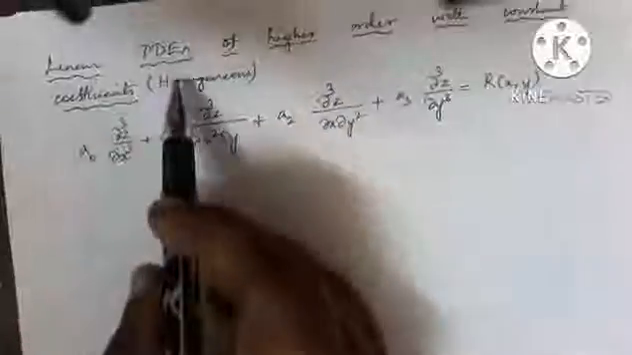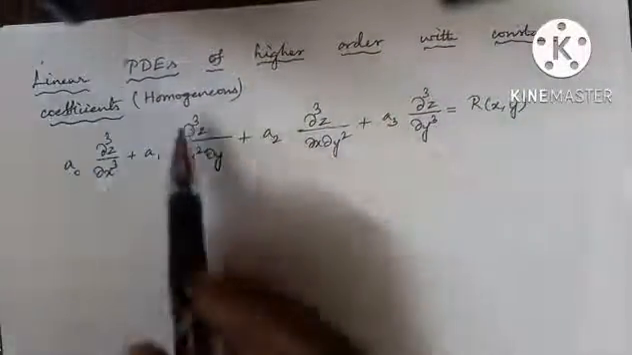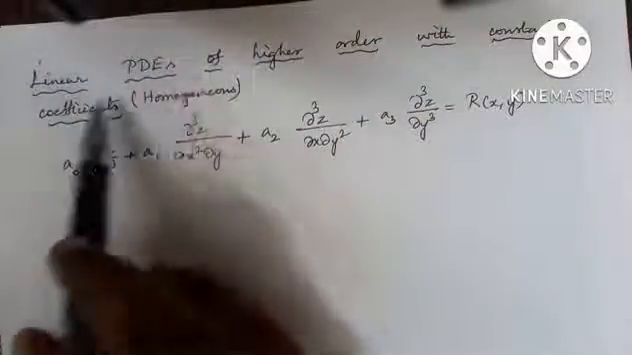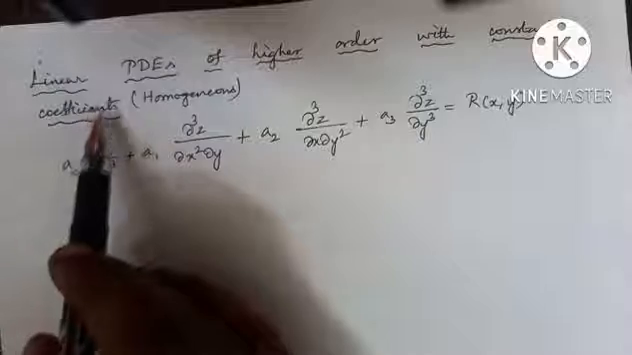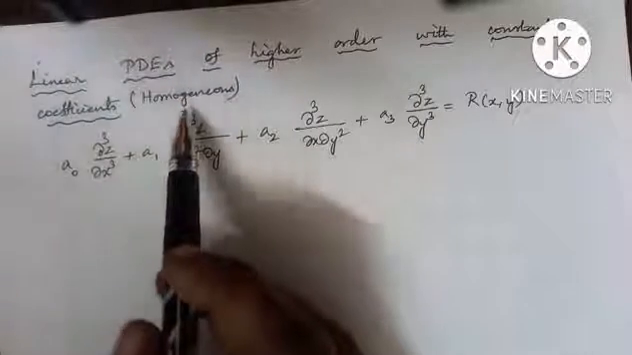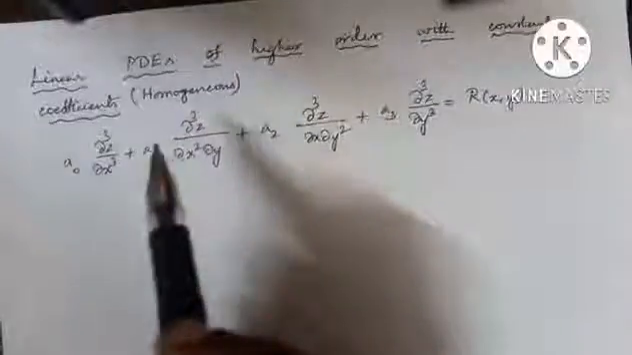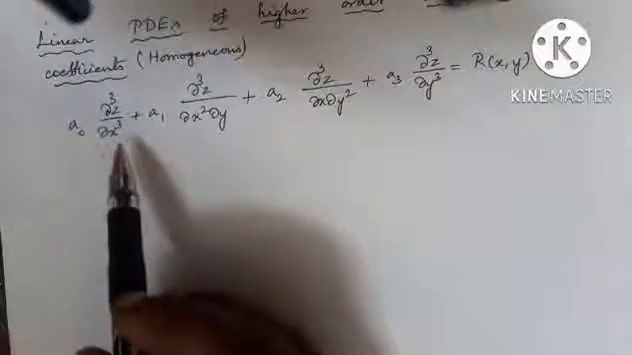Let us see today linear partial differential equations of higher order with constant coefficients. We have two types of these linear PDEs of higher order with constant coefficients: one is homogeneous, the other one is non-homogeneous. Let us see homogeneous today. So what is a homogeneous equation? Let us consider this partial differential equation.